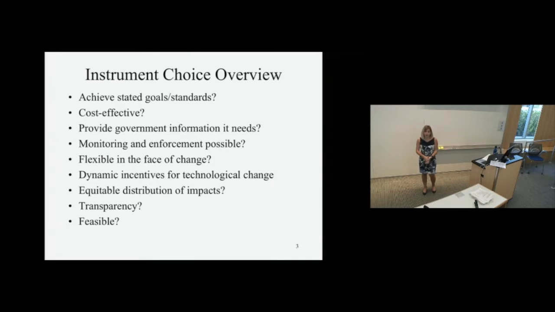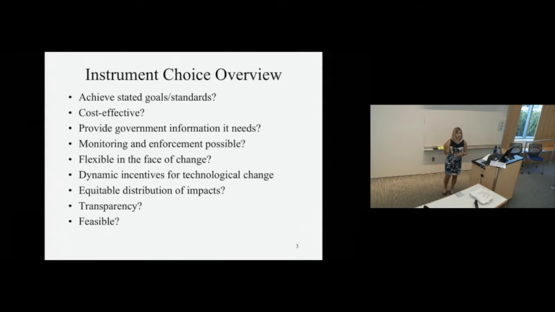This happens a lot in fisheries, where fishing boats are operating out of sight of anybody, and we really don't know what they're doing out there. And so there's all sorts of solutions to try and enhance monitoring and enforcement at sea. That's a very big challenge for fisheries policies, for example. Is the policy flexible in the face of change?